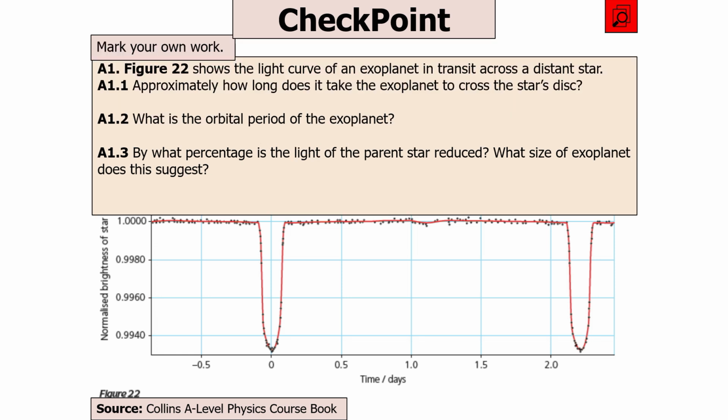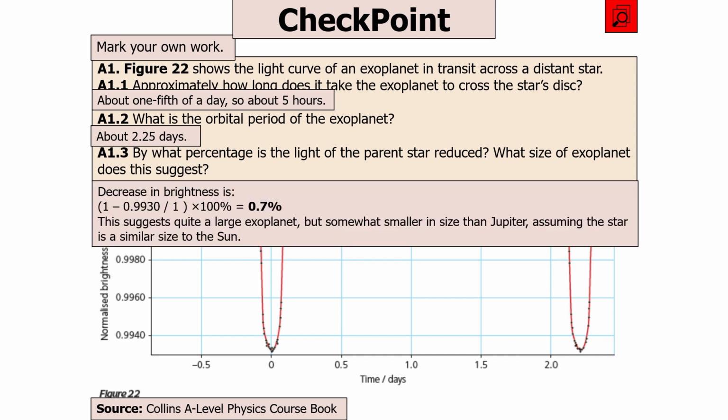Right, in this first one, you can see here it takes how long to cross the star's disk? How long does it take to dip? It's about 1/5 of the day, so on the Earth that is 5 hours. Now the orbital period is the time it takes for it to repeat itself, so looking at the graph, it's 2.25 days before you get the same dip again. And then the decrease in brightness is going to be 1 minus 0.9930, the lowest value on the graph, divided by 1, times by 100, which is 0.7%.